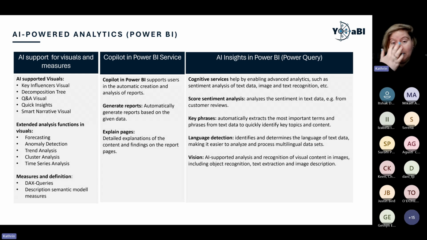For this, we have, for example, the cognitive services, which help enable advanced analytics such as sentiment analysis of text data, so image and text recognition and so on. We also have score sentiment analysis, to analyze the sentiment in the text data, which is really cool. So you get a score from 0 to 1, which says whether the given text is good or bad. We have key phrases, which you can automatically extract from text.